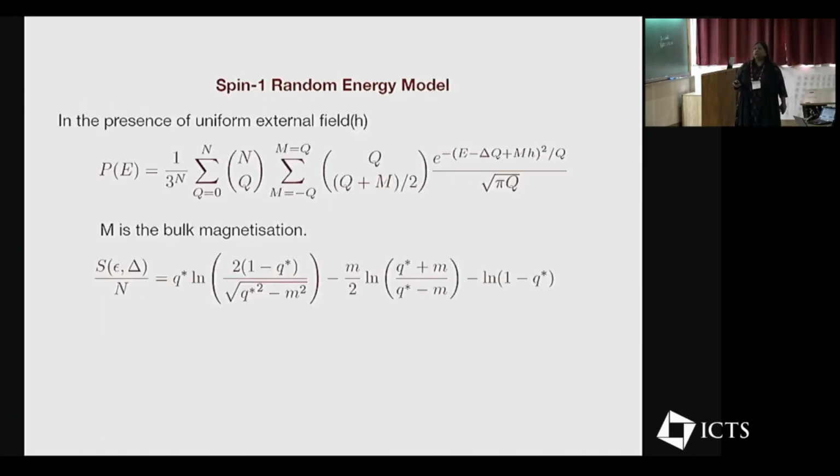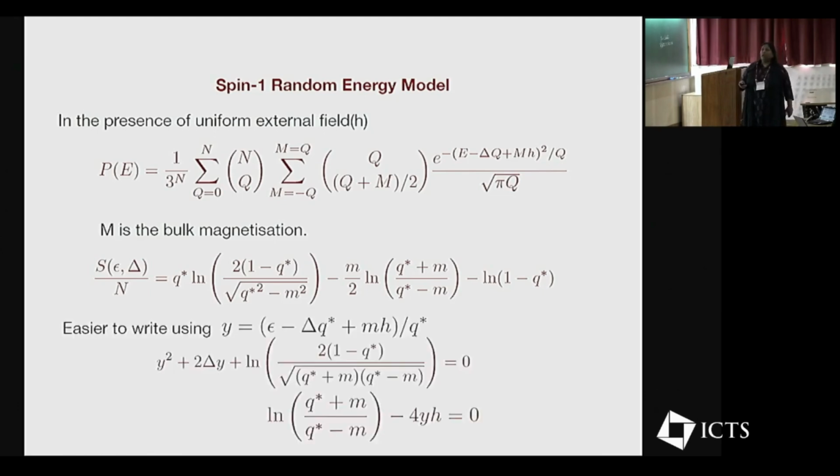Then we introduced the external field to study more details of the system. In that case, the probabilities are given by this, and the entropy is given by this, where Q star and M are connected by these 2 coupled equations. So we have to solve these in order to get Q star and M and get the S for the system.